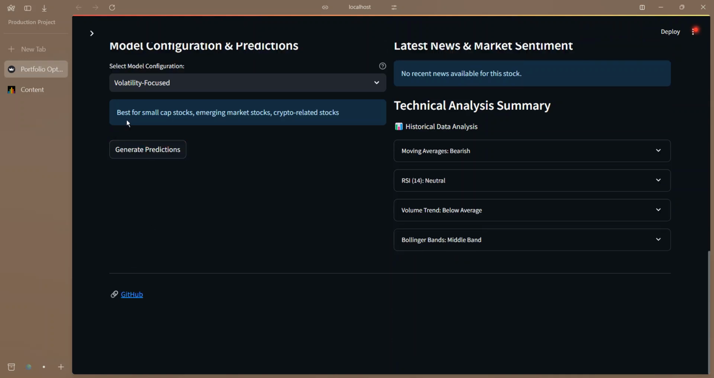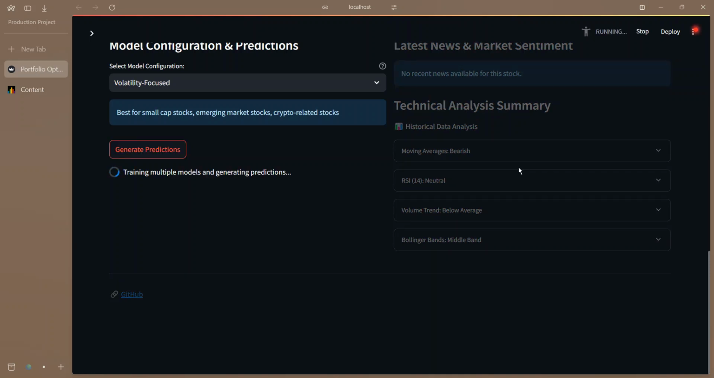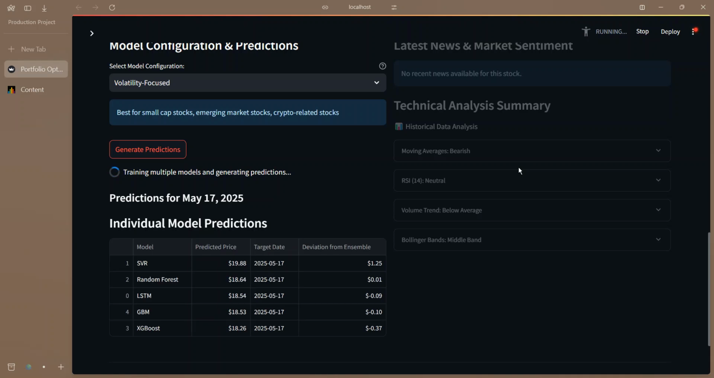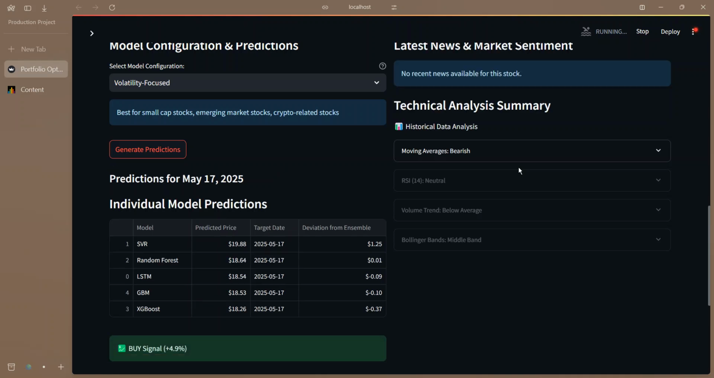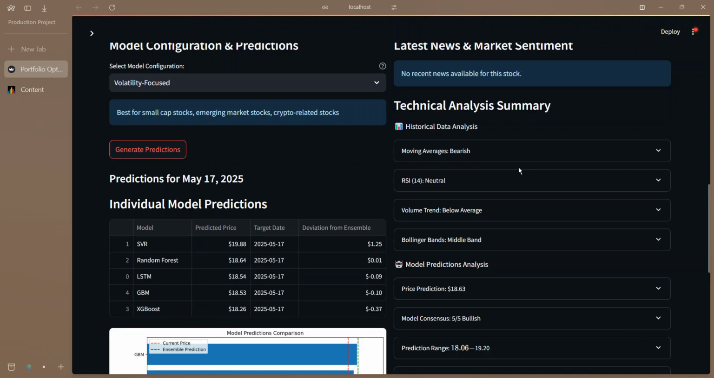Over here is a recommendation best for small cap stocks and emerging market stocks and crypto related stocks. And then it would train 5 models, and these models would predict the price of the stock in a month's time, and it would give you the ensemble price, which is the aggregated price.